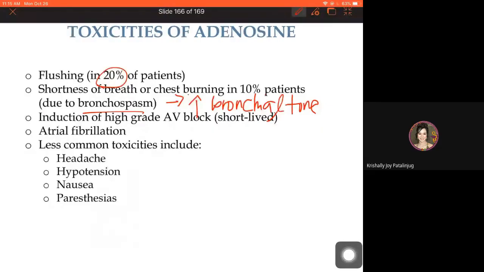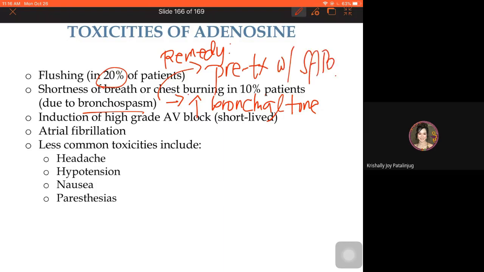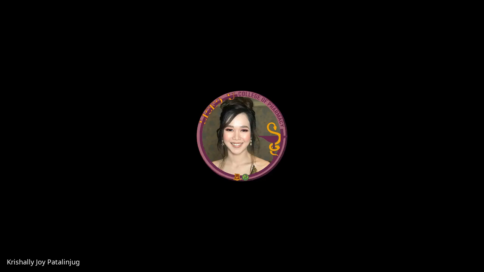And for the remedy of this adverse effect, ang patient na undergoing adenosine therapy, he or she is given with a pre-treatment. Okay, she will have pre-treatment with SABAs. Okay, SABAs or ito yung short acting beta agonists. Okay? 'Di ba SABAs, these are bronchodilators. Okay, bronchodilators para somehow maiwasan yung shortness of breath. Okay, so ga-undergo sila pre-treatment, initial treatment with SABAs. Okay, prior to adenosine therapy.